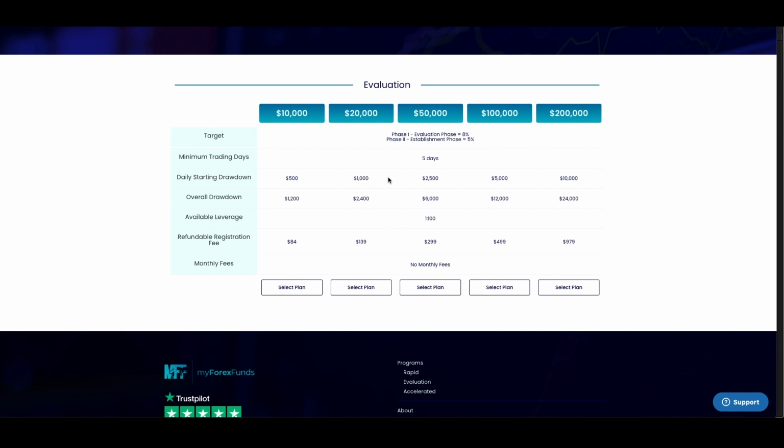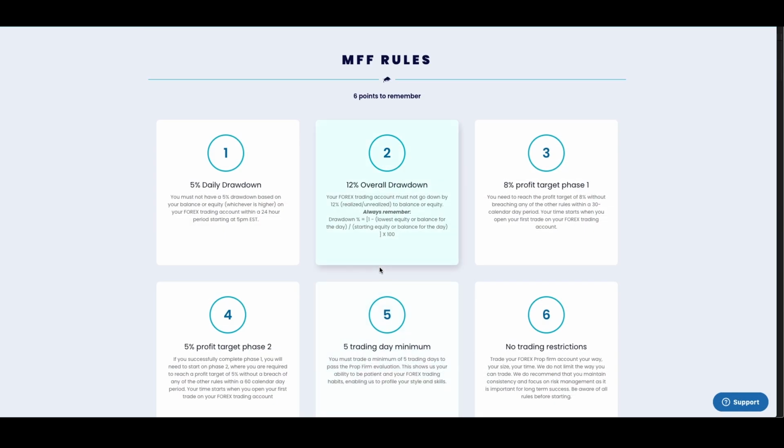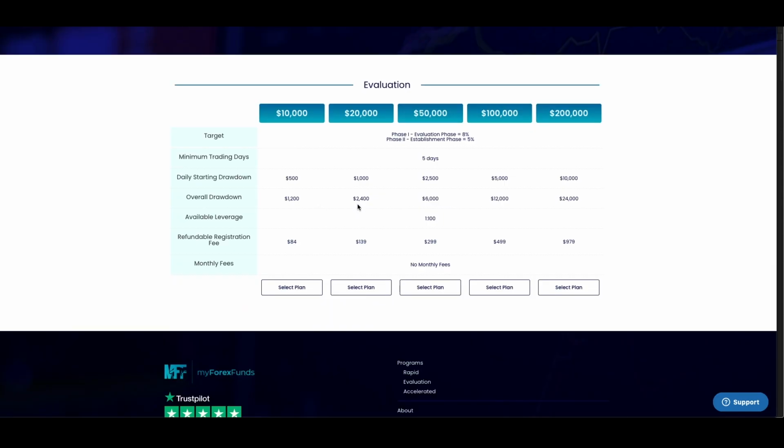So the next thing you need to understand here, there are 6 pointers. Like the majority of most prop firm accounts, you have to pass a phase 1 and a phase 2. So let's go into the 6 pointers. Remember, here on my Forex funds, you've got to understand you've got a 5% daily drawdown limit. So on a 20K account, you can see that 5% daily drawdown limit is $1,000.